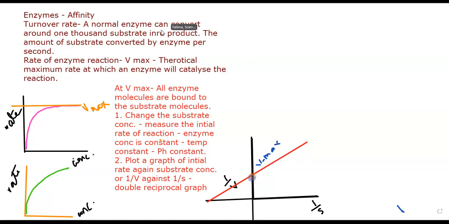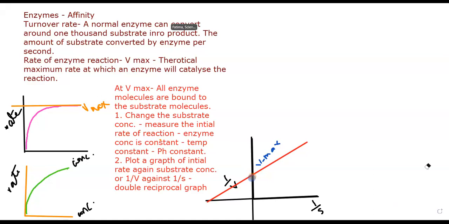So if I go ahead and make this double reciprocal graph, I can then do this. All I have to do is my measurements and my experiment remain the same. But when I'm plotting the graph, I will just take the reciprocal of the values.